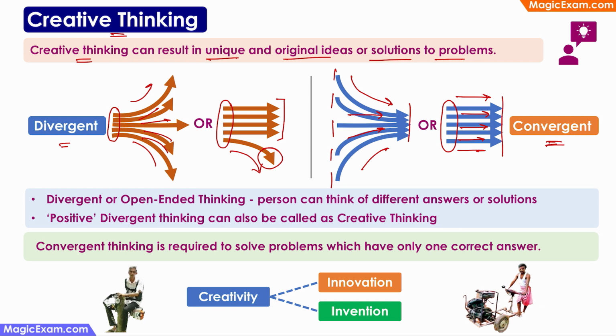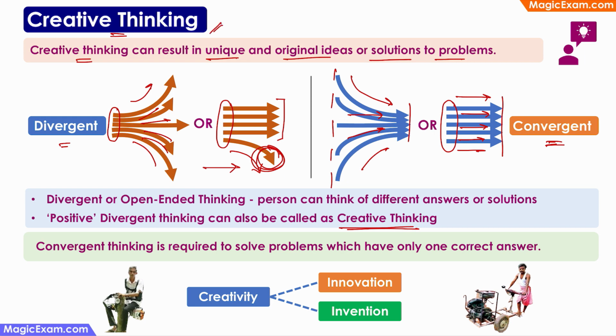So if there is a child who is looking at a problem in a different way, thinking in a divergent manner, and if that is positive and useful, then it can be considered as creative thinking. So divergent thinking that is useful and positive can also be called creative thinking.